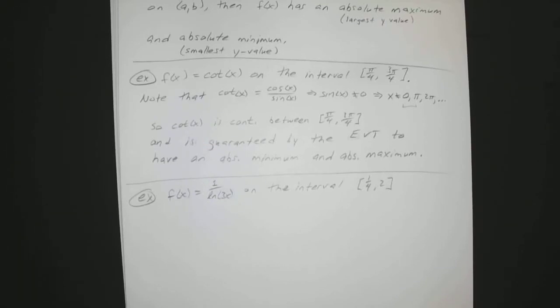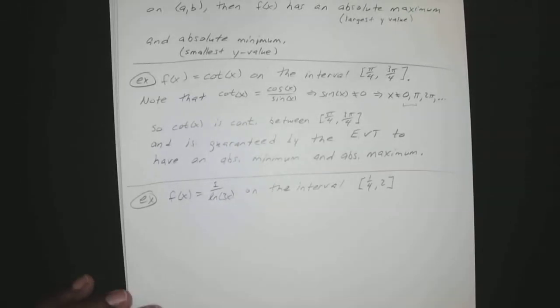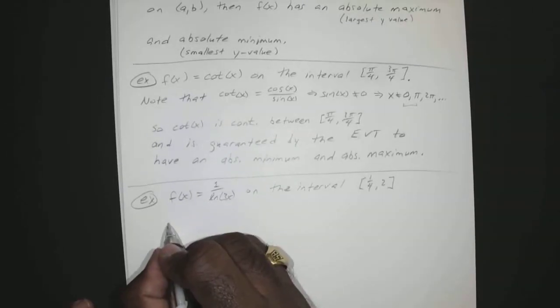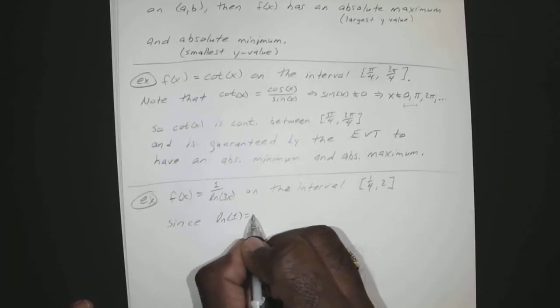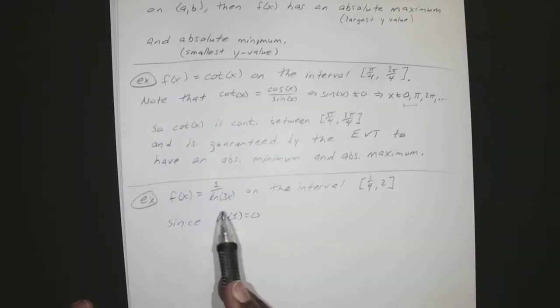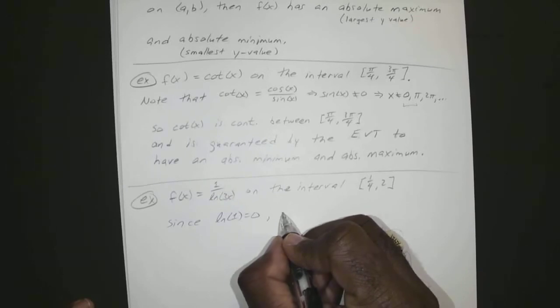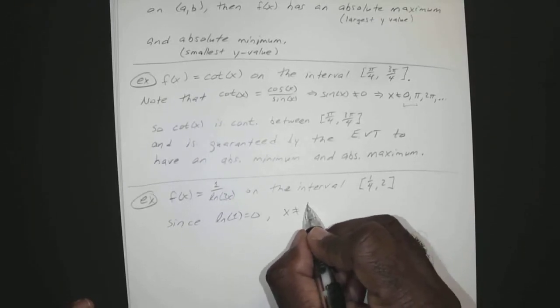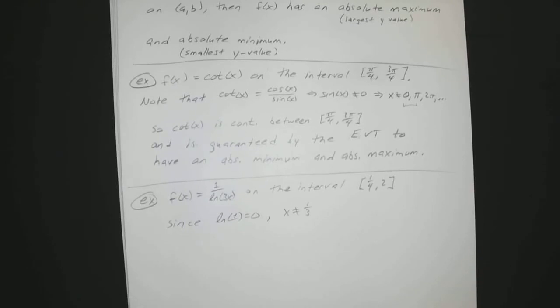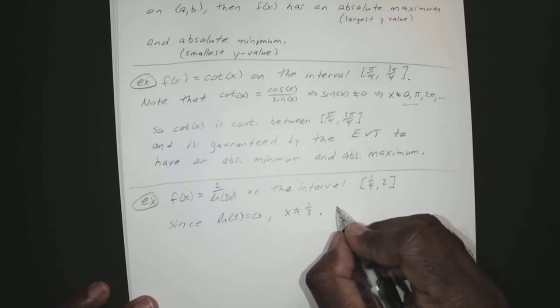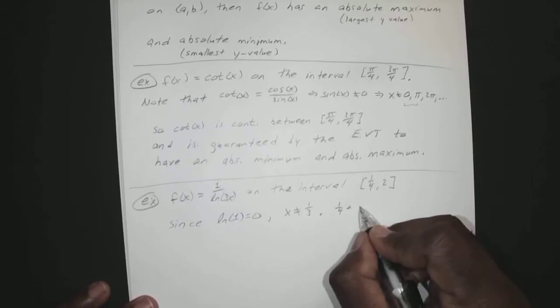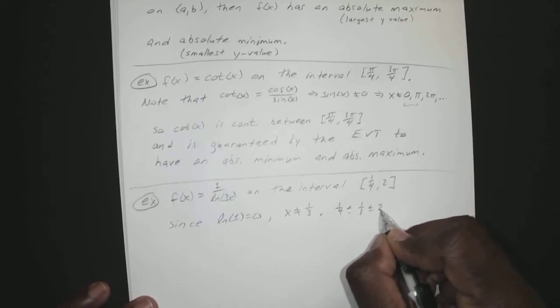All right, so for this one, you actually know that it's not guaranteed to have an absolute minimum and maximum, simply because natural log of 1 is equal to 0. We know that this can't equal 0. So x can't equal 1/3. 1/3 is between 1/4 and 2. Not right in the middle, but it's in that interval. So 1/4 is less than or equal to 1/3, less than or equal to 2.